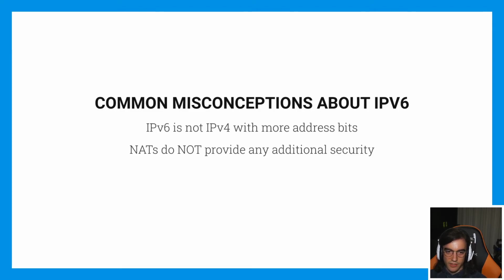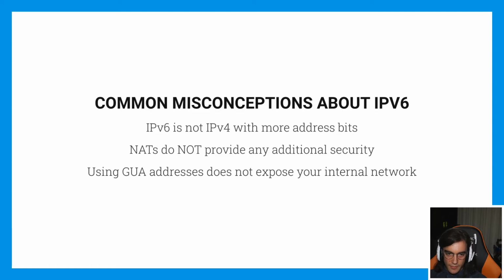What's really giving you the security is the firewall on your router. It's not the fact that you're translating your IP addresses. That's just breaking end-to-end connectivity and making it more of a pain. And also, like I said just before, using global IPv6 addresses doesn't mean your network is exposed. You don't have to route those addresses on the internet, and you'll have a firewall in place that's going to secure what's happening on your internal network from the external network.